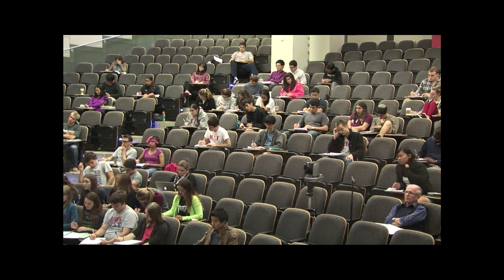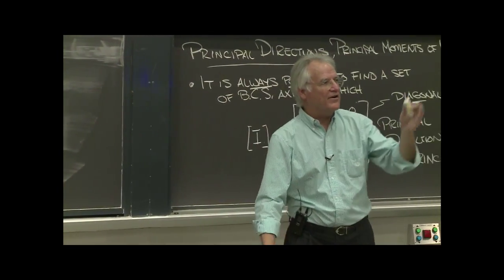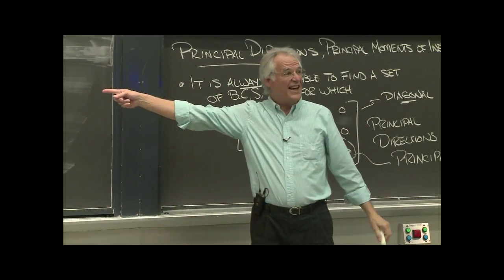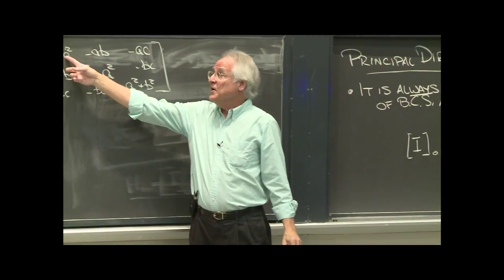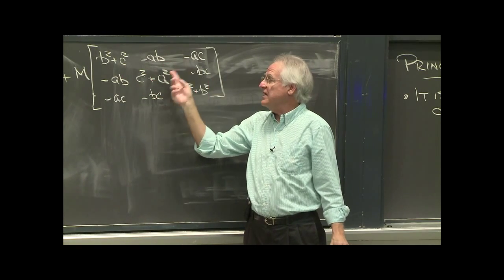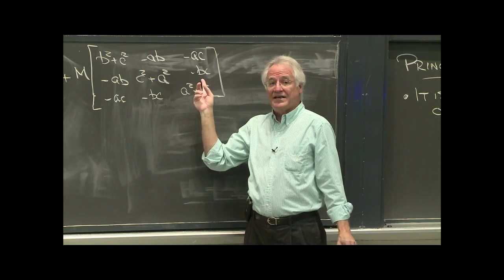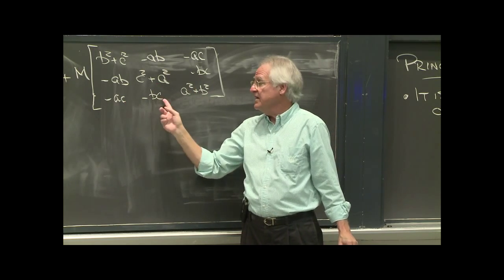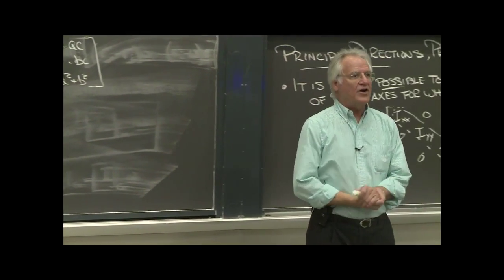Okay, here we go. Now let me see if I can get this straight. How about it, Larry, up there? You read that? Yep. Very good. Okay, just to be clear, this reads b squared plus c squared minus ab minus ac minus ab, c squared plus a squared minus bc minus ac minus bc, a squared plus b squared. All right, now what are we talking about?